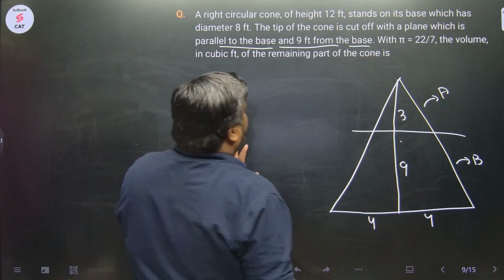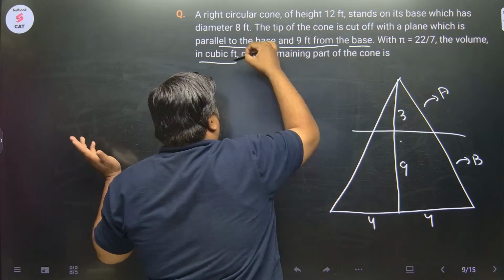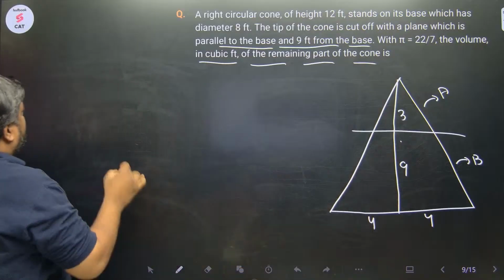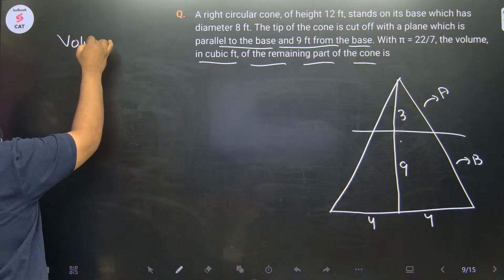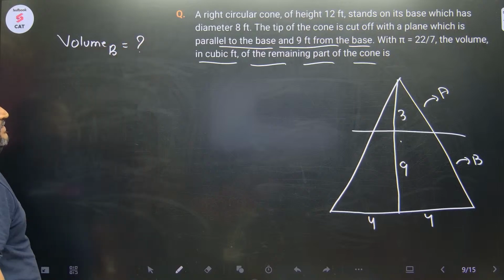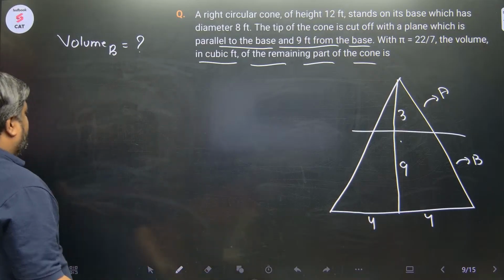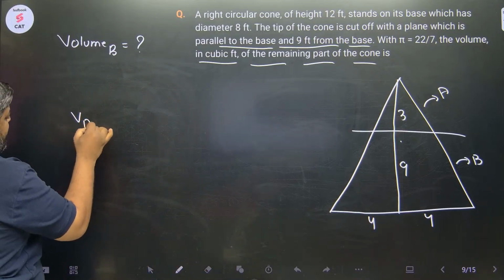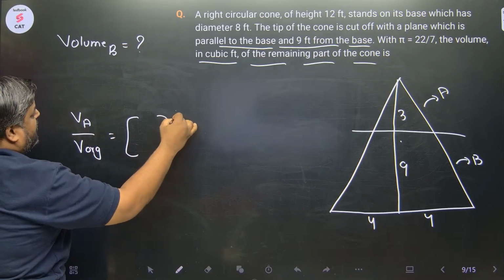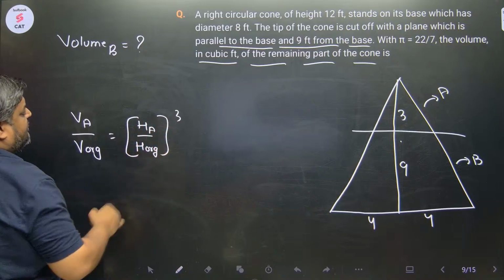What is asked, with pi equal to 22/7? The volume of the remaining part of the cone, meaning volume of B is asked. Sorted. Let's apply the same concept. I can say volume of A upon volume of original is in the ratio of the cube of their heights. Height of A upon height of original.